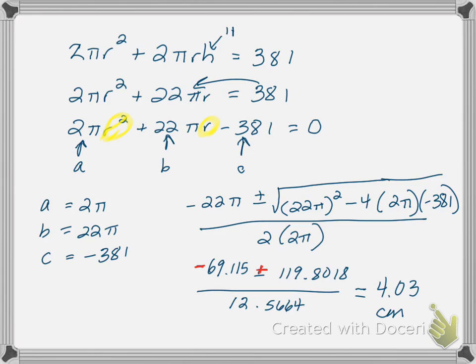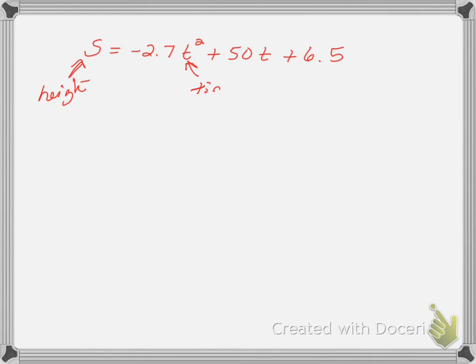Okay, and now for the next one. For the next problem, we have a formula that's given. S equals negative 2.7 t squared plus 50t plus 6.5. S is the height of the ball, and t is the time.